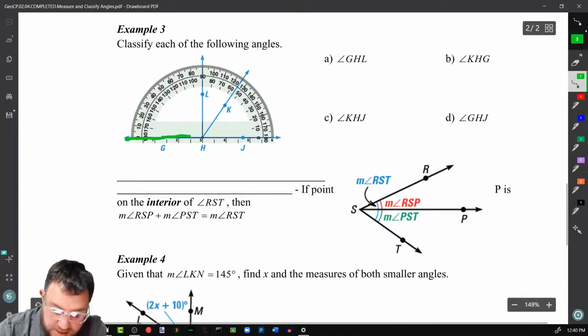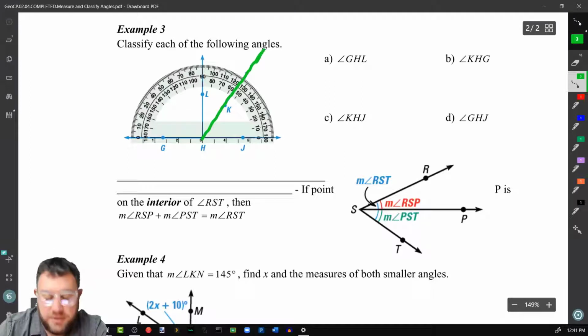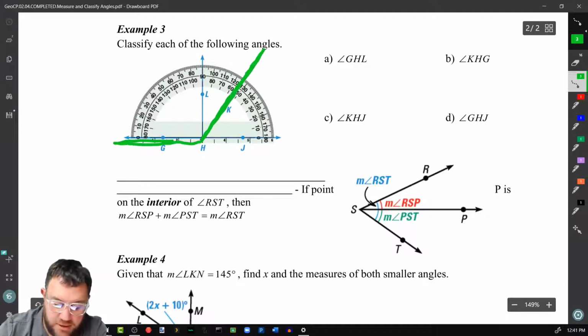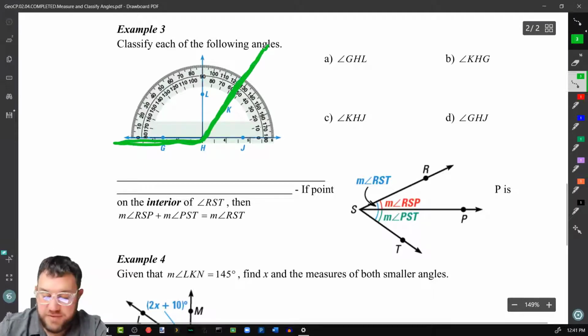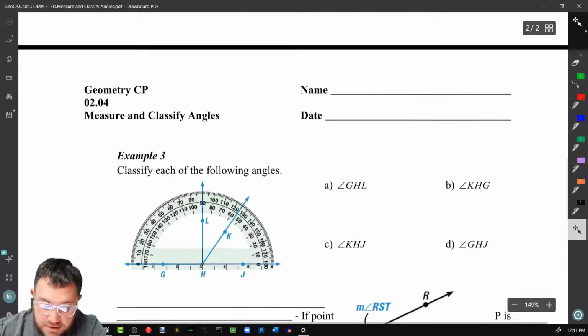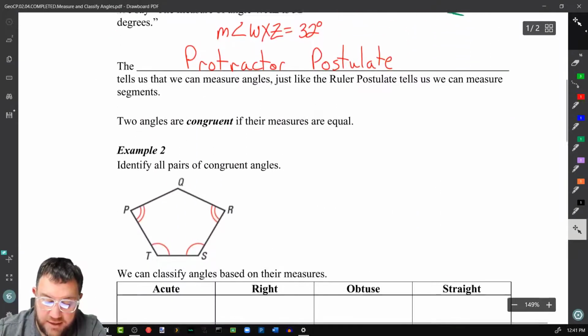You would put one side of the angle down here and have the vertex right there where H is. And then wherever the other side of the angle is, in this case right here, that's the measure. So that angle right here would be 125 degrees. We'll come back to that in class if we need to.